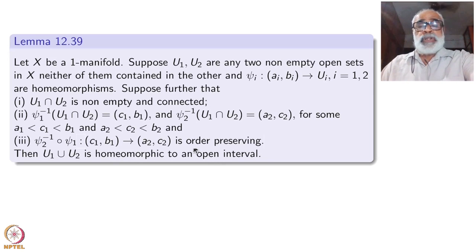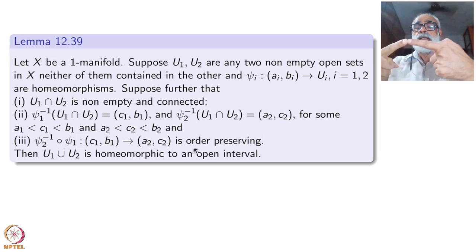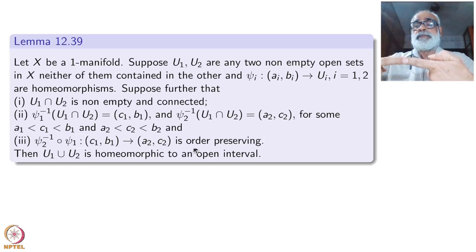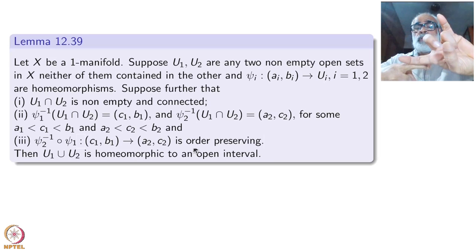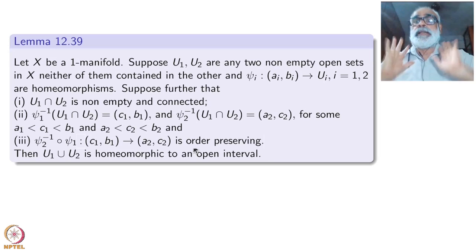Okay, so what has happened is you have an open interval like this and another like this. What you have assumed is that they are intersecting like this. The union will be again an open interval. So this portion is there fully, this portion is there. It is not something like this open interval and that open interval intersecting like that. It is not of that nature.